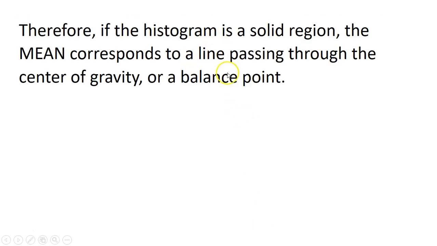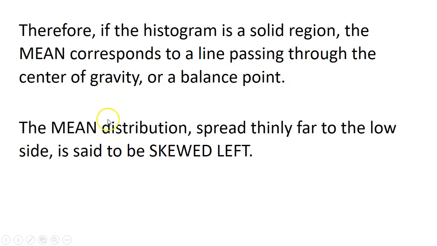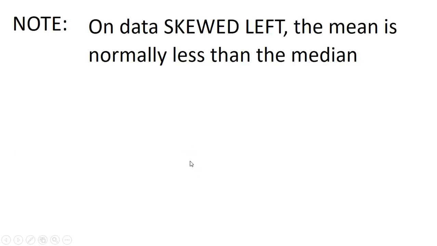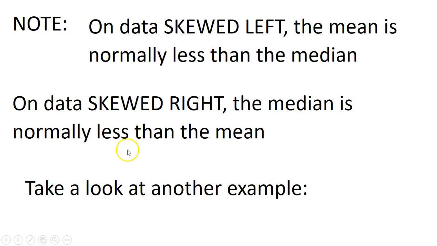And therefore, if the histogram is a solid region, the mean corresponds to a line passing through the center of gravity, or balance. A distribution spread thinly far to the low side is said to be skewed left, which is what we know in picture, right? It looks skewed left. I said that before. On data skewed left, the mean is normally less than the median, all right? On data skewed right, the median is normally less.